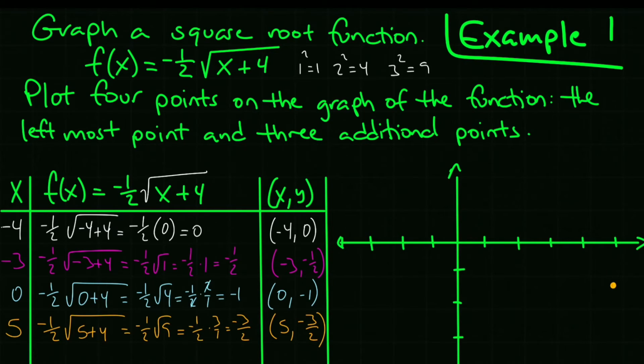At x is equal to 0, my y value is negative 1. Put a dot. When x is negative 3, I'm at negative 1/2. And at x is equal to negative 4, my y value is going to be 0. And then I just combine the dots.